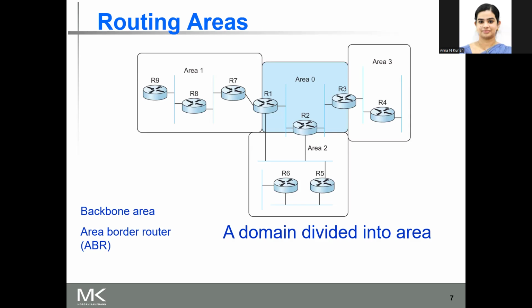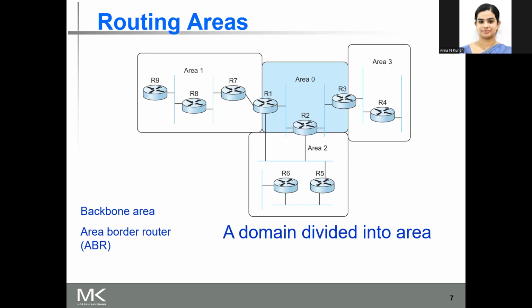Area border router, ABR. Note that these are distinct from the routers that are at the edge of an AS. AS means an autonomous system, and those routers are referred to as AS border routers for clarity. So in our discussion, we are mentioning area border routers as well as AS border routers.